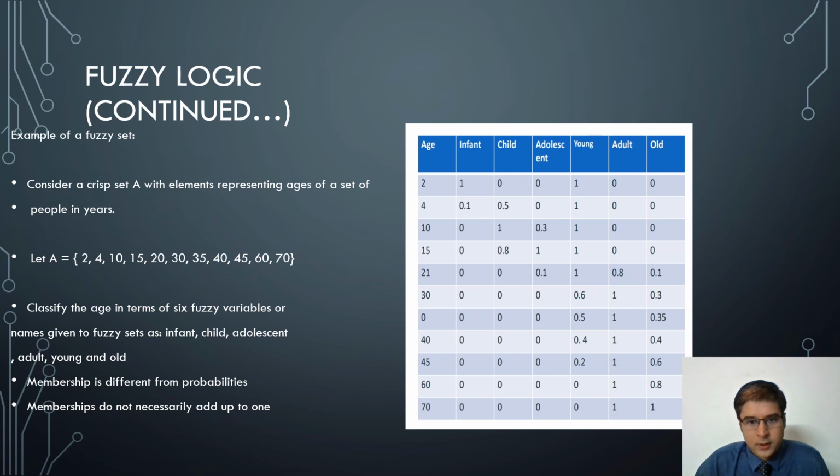Now suppose we are given a table on the right side where we have the age as the first column, and these are six categories of people based on the age. So given an age value, suppose 4 here, what will be the membership value for each of these classes? Infant, child, adolescent, young adult and old. These are given in this table.